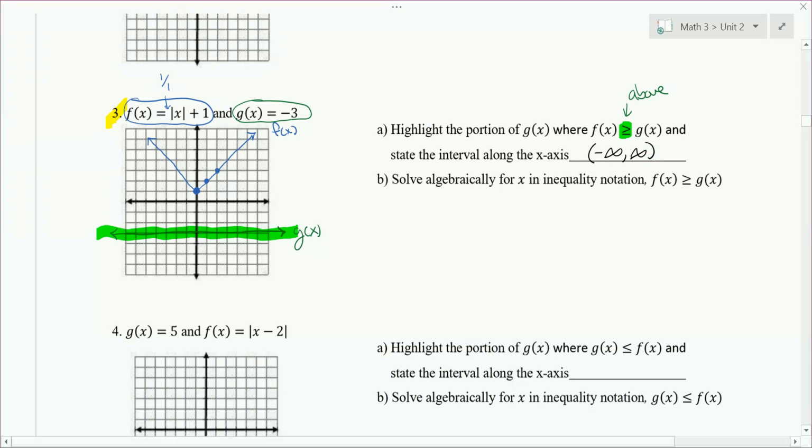Part B now asks us to solve algebraically for x in inequality notation. So we have f of x is greater than or equal to g of x. Substituting in for f of x, we have the absolute value of x plus 1 is greater than or equal to negative 3. We want to first solve for the absolute value of x by subtracting 1 from both sides. And we get the absolute value of x is greater than or equal to negative 4.